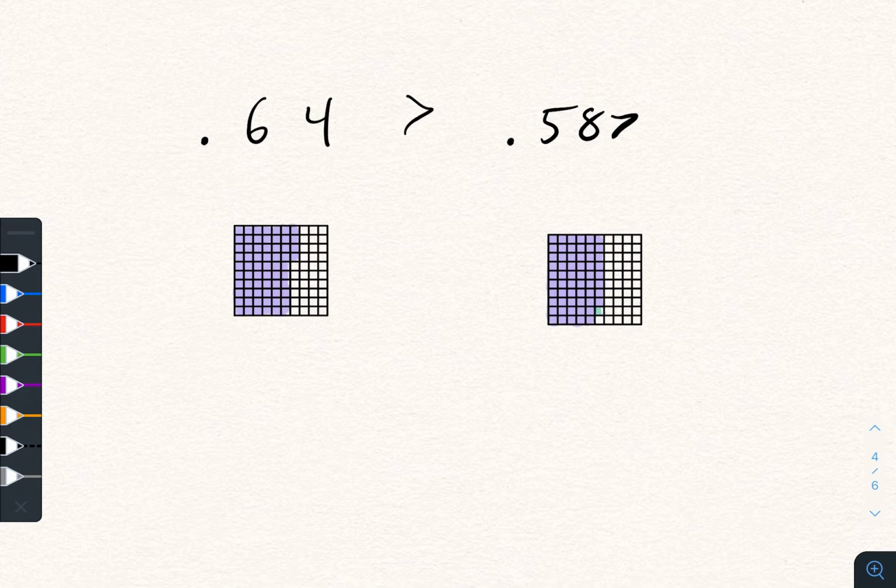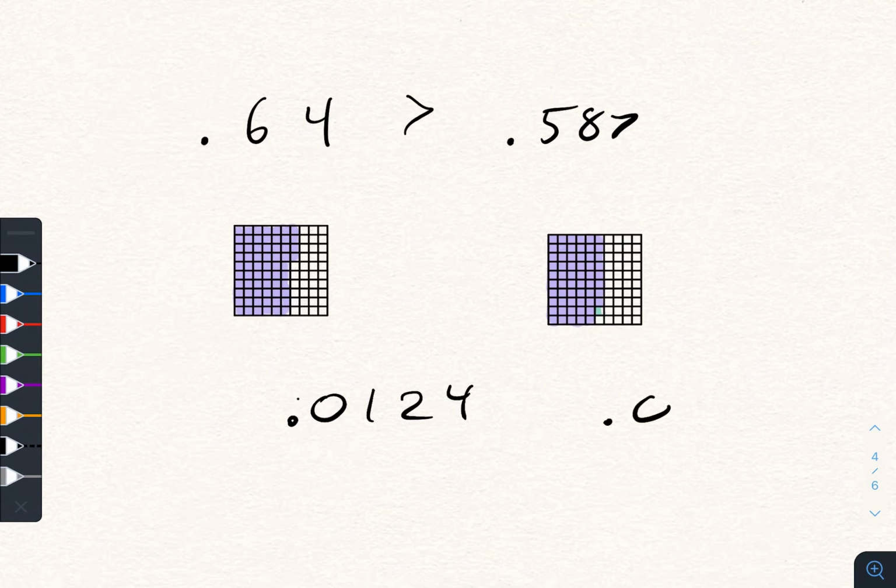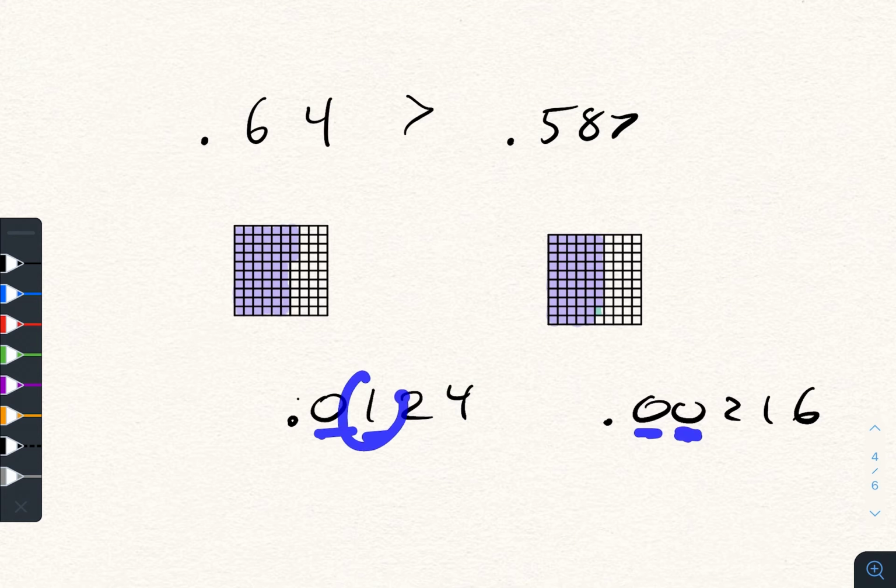And so in general, whenever you're comparing decimals, like 0.0124 versus 0.00216, something like this, you just go left to right, compare place value one place value at a time, and look for the first place where the place values are not equal, and then just pick whichever is bigger, and that's going to represent the bigger number.